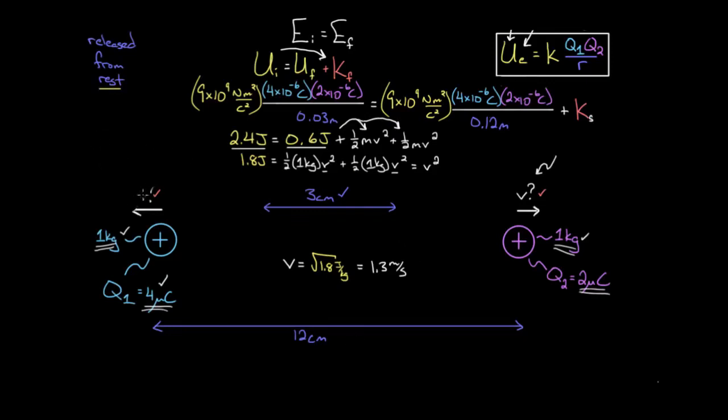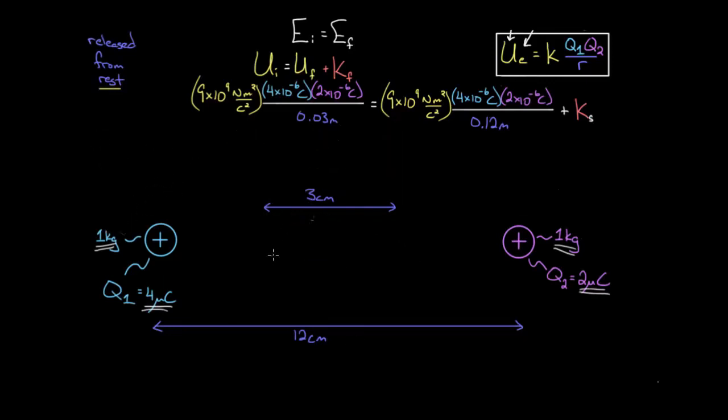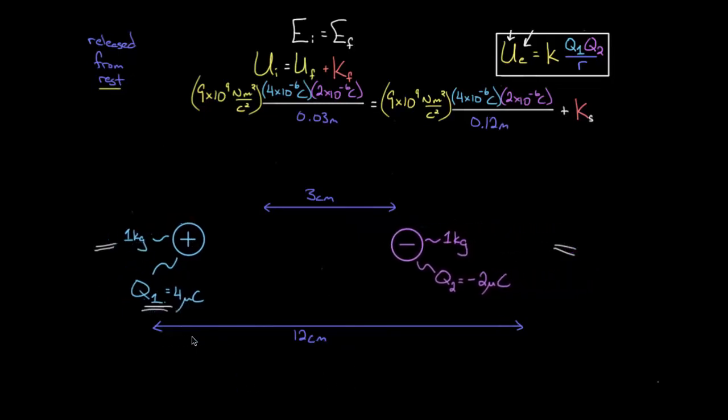Let's switch it up. Let's say instead of starting these charges from rest 3 centimeters apart, let's say we start them from rest 12 centimeters apart, but we make this Q2 negative. So now instead of being positive 2 microcoulombs, we're going to make this negative 2 microcoulombs. And now that this charge is negative, it's attracted to the positive charge, and likewise, this positive charge is attracted to the negative charge. So let's say we release these from rest 12 centimeters apart, and we allow them to fly forward to each other until they're 3 centimeters apart.